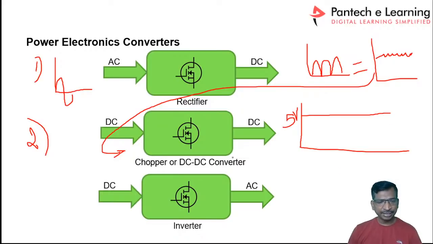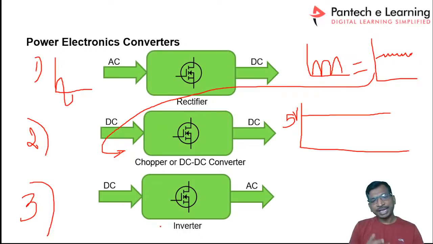And similarly, the next model is called the inverter. See here, this inverter is converting DC to AC. Why do we have to convert DC to AC? We already have AC, so why convert from AC to DC, again DC to DC, and again DC to AC? Because these types of converters are widely used for various applications. If you want to control your induction motor, you need a controlled voltage and a controlled frequency.